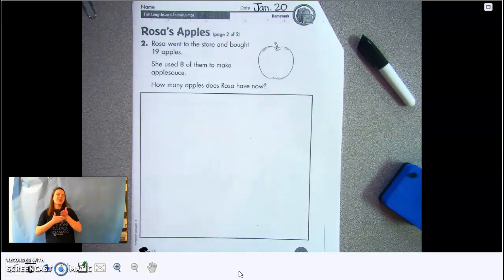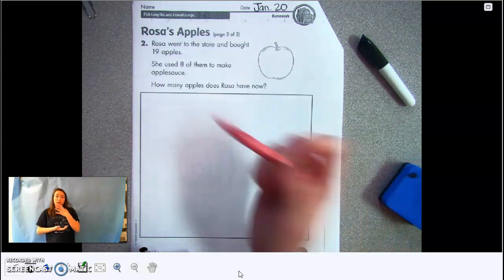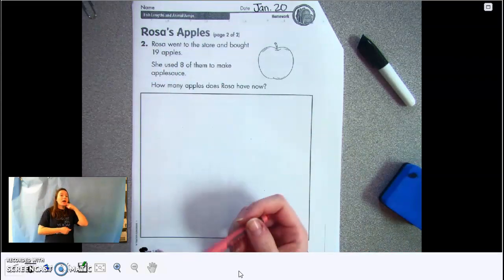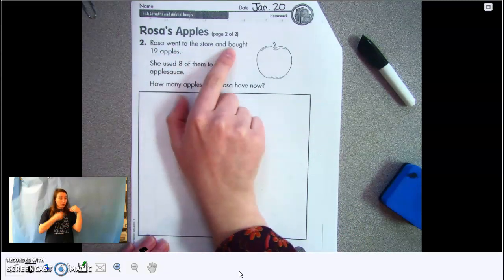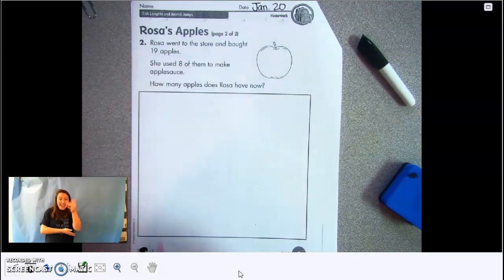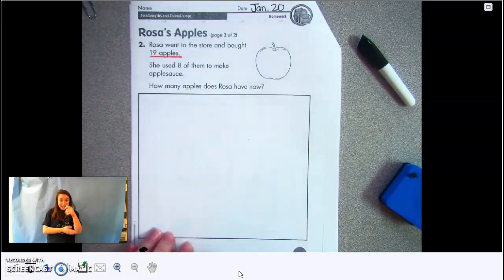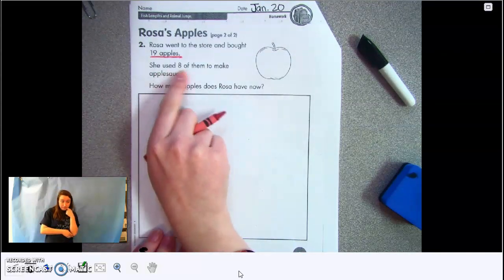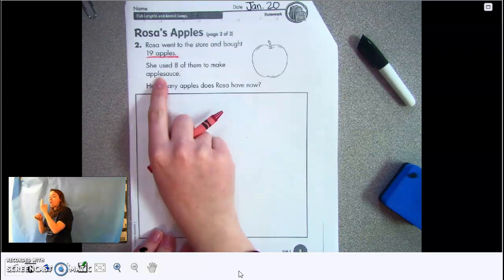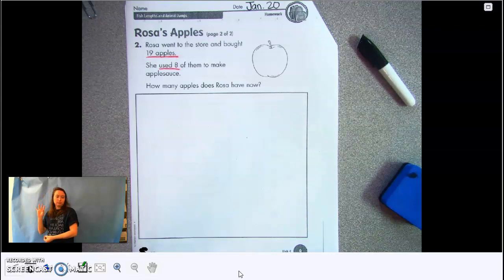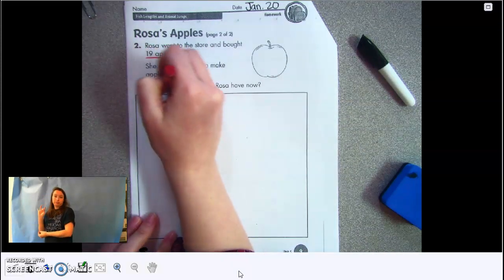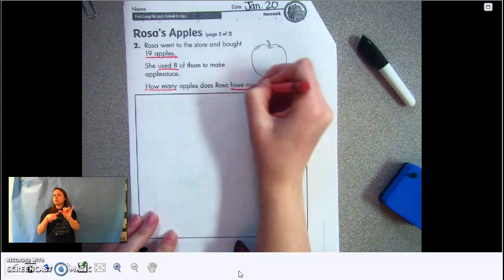All right, I'm going to get my crayon back out, and we're talking about Rosa's apples this time. Listen to my story. Rosa went to the store and bought 19 apples. I'm going to underline that because it sounds important. She used 8 of them to make applesauce. If she used them, do I have them anymore? No, they're gone. It's like when you eat it. You can't see it anymore. It's gone.